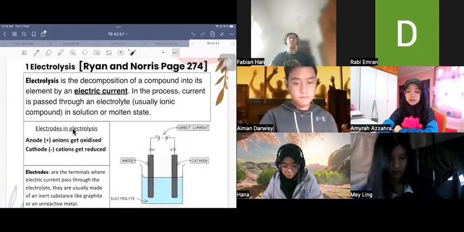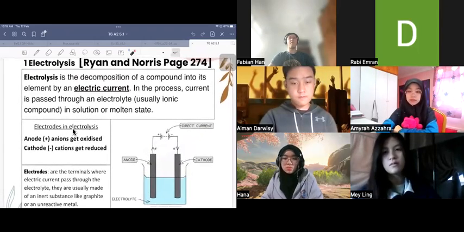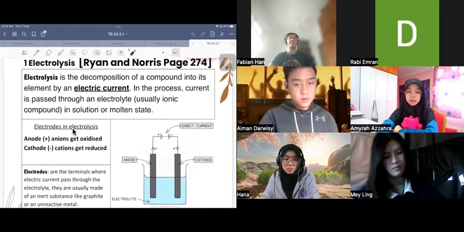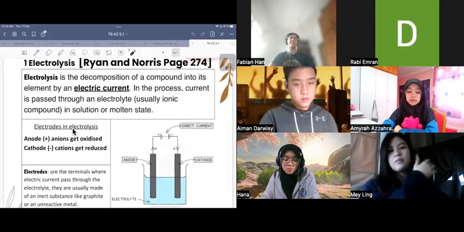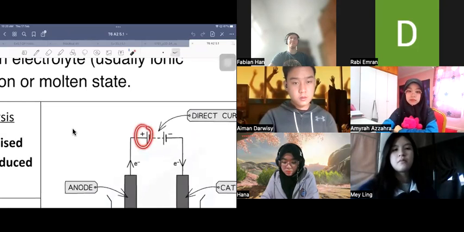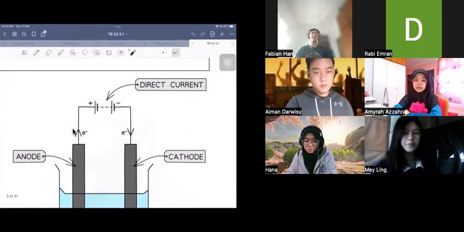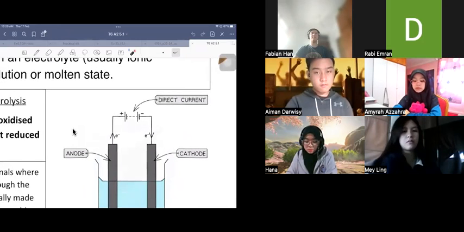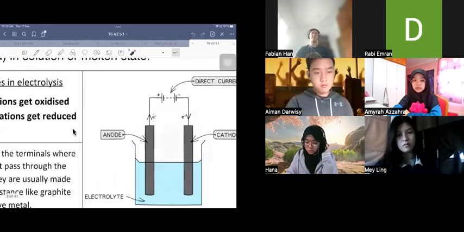Thank you, Wia. The electrodes, which is something that you already know, and I always forget. The positive electrode is called the anode. The positive terminal is called the anode, and the anode is connected to the positive terminal of the power supply. And the negative electrode is the cathode, which is attached to the negative terminal or the negative part of the power supply.